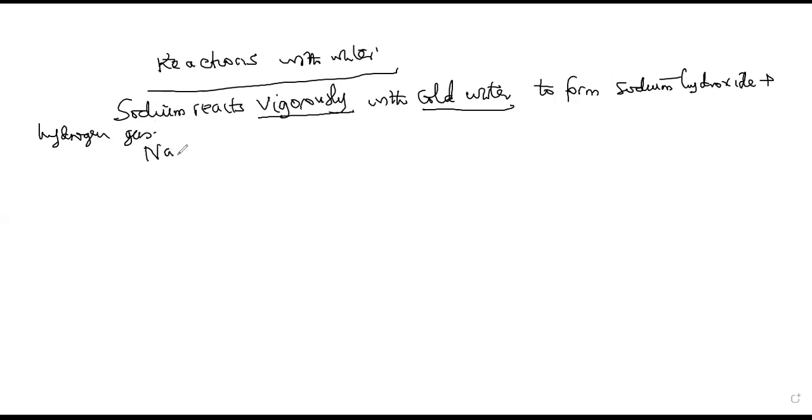So we shall have the equation: sodium plus cold water forming sodium hydroxide and hydrogen gas. For equation balancing, put 2, put 2, put 2.